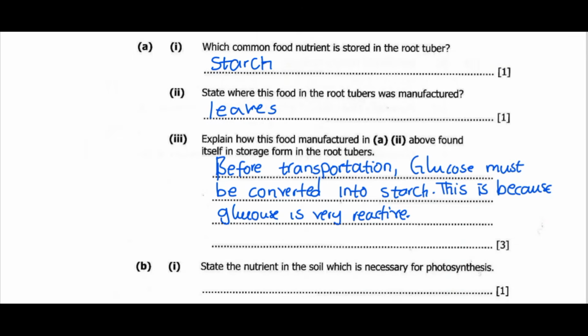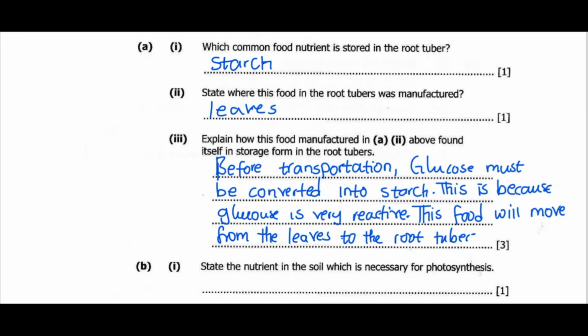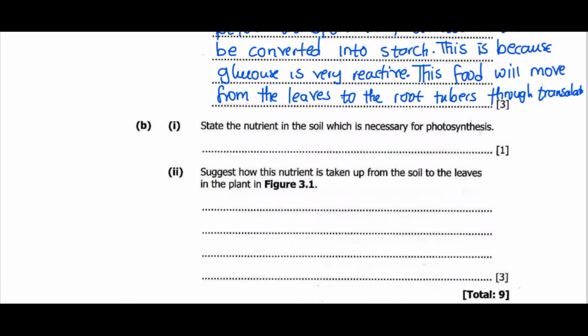So say this food will move from the leaves to the root tubers through translocation. So this is what we can say, but there is a lot that we have to know about this. Then we go to B1.